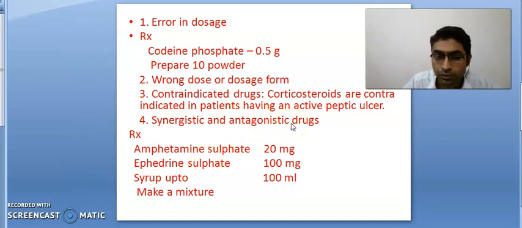Now, synergism or what is synergy? So here, the prescriber has written amphetamine sulfate 20 mg, ephedrine sulfate 100 mg and syrup up to 100 ml. They will produce an additive effect. However, the dose of the drug is very high. Therefore, it should be corrected. The dose must be reduced. Then only it should be dispensed.